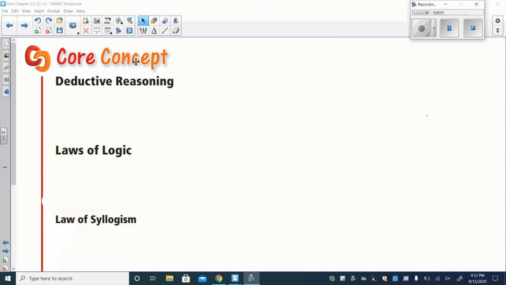Alright guys, so what we're looking at today is deductive reasoning. So we're starting deductive reasoning. We're not going to do everything today. We're going to do some of it. We're going to talk about the law of detachment and law of syllogism.